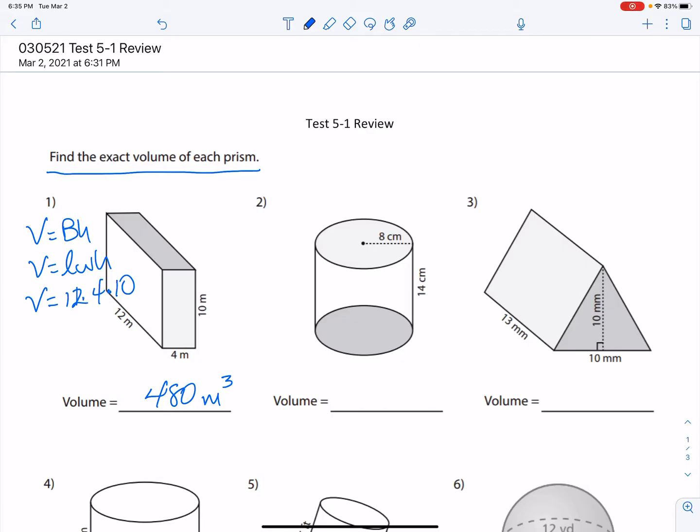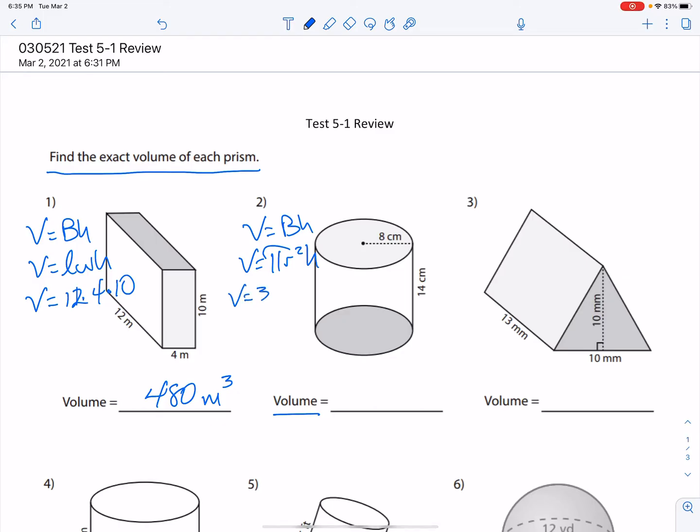Number 2, this one is a cylinder, and again, we're trying to find its volume. For a cylinder, it also says volume is equal to capital BH. But again, the capital B is the area of the base, and in this case, the base is a circle. So its volume is equal to pi r squared h. Now we just plug in our values. It's very important that you write that formula down so you know what to actually do.